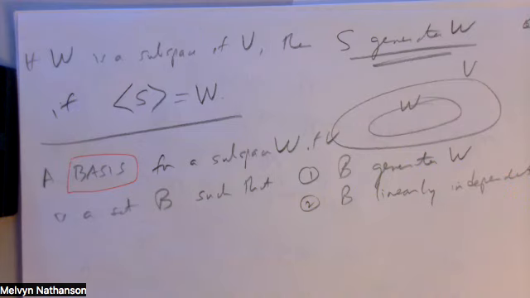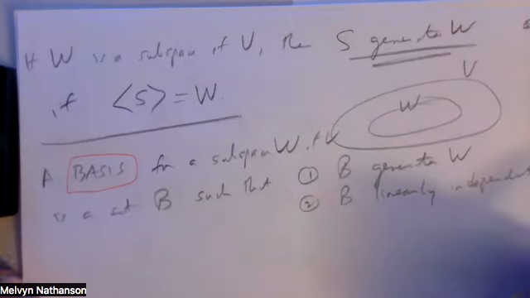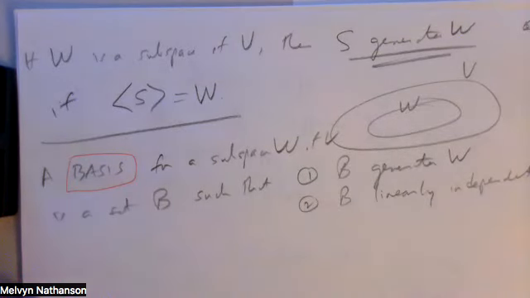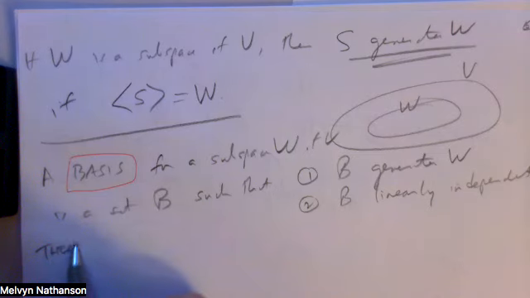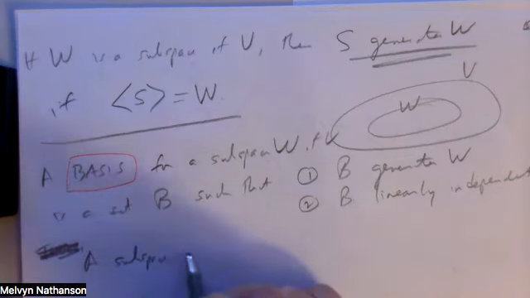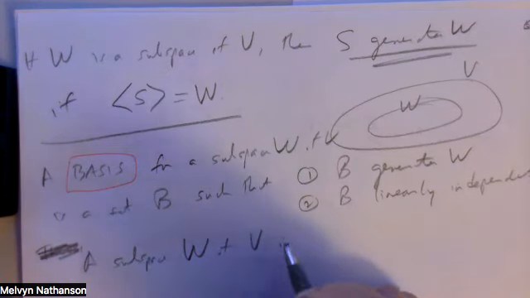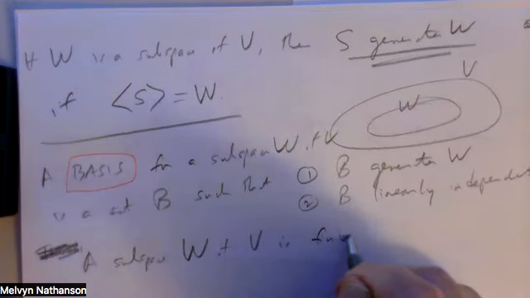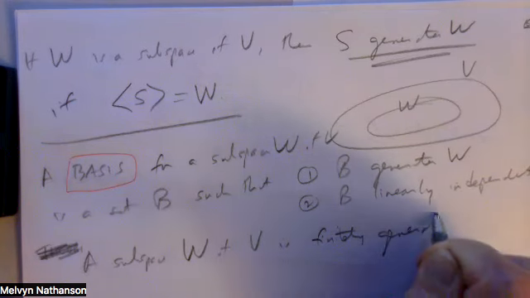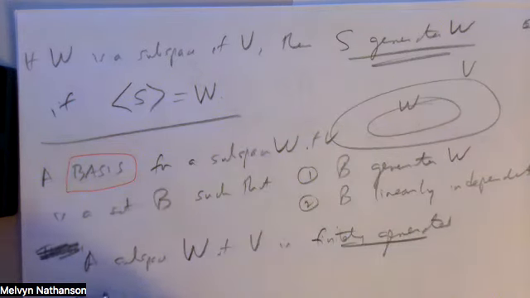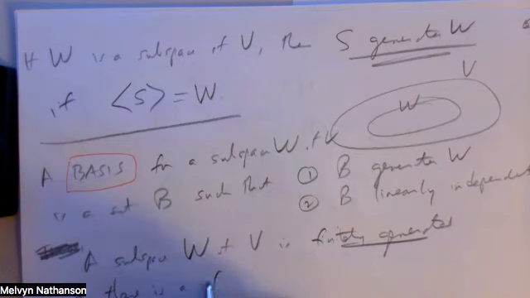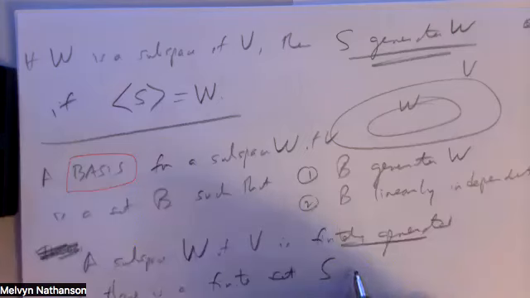What is the most important theorem about vector spaces says the following. Let me just emphasize one thing. The subspace W of V is finitely generated if there is a finite set S that generates W.